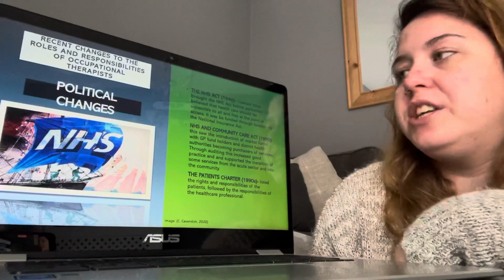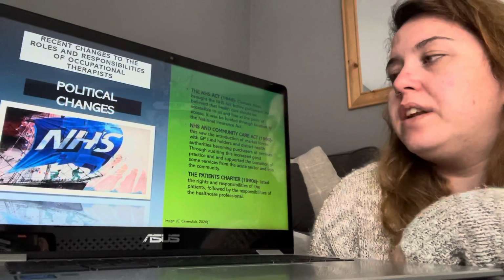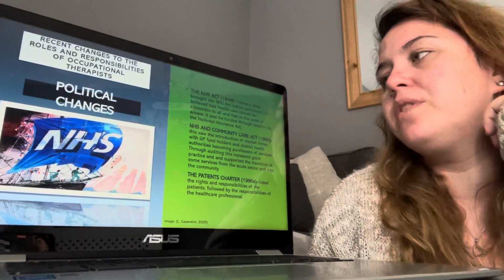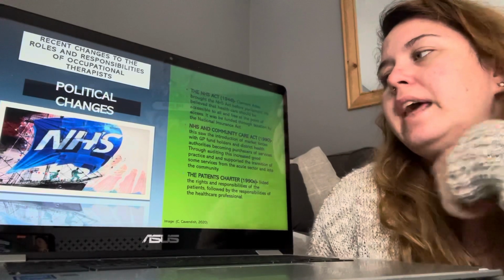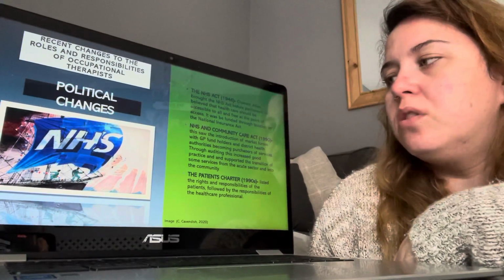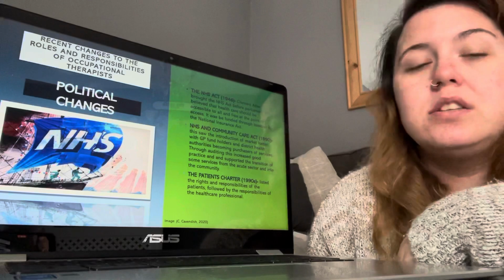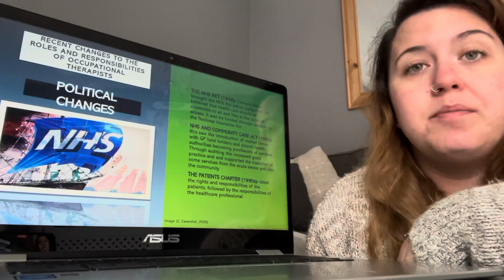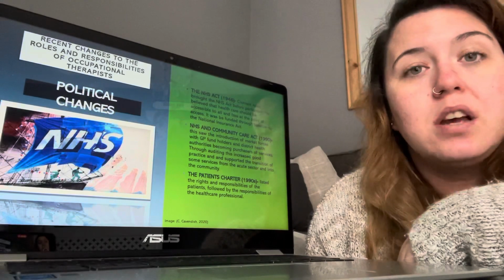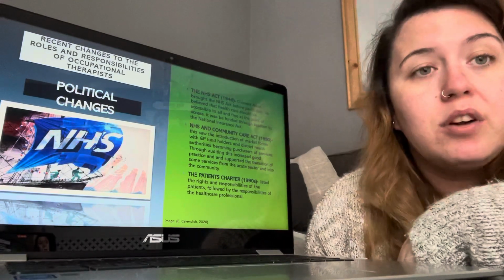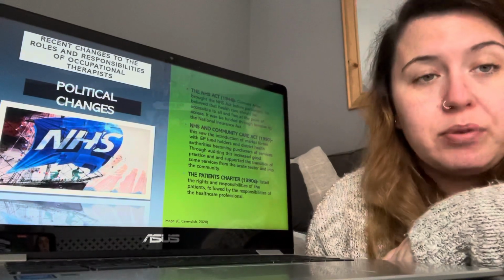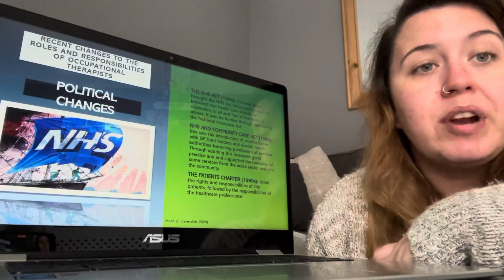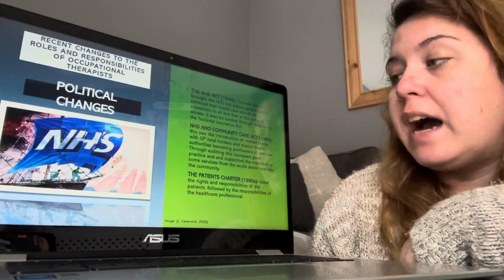So, political changes: the NHS Act. In 1946, Clement Attlee brought the NHS Act before Parliament. He believed that healthcare should be accessible to all and free at the point of access. So this meant that doctors, nurses, physiotherapists, occupational therapists, radiographers, all these different professions were now available and within reach of patients across the UK.